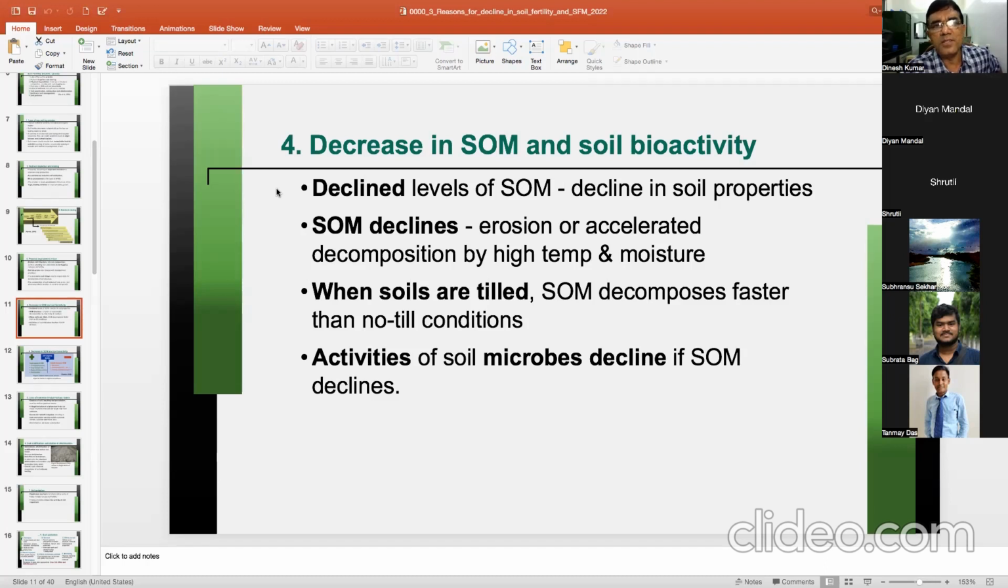And the same farmers are also burning residues. So if you are burning organic matter, you have no choice. Where from will you bring organic matter to increase your soil organic matter? So those reasons can also be added to it. And when soils are tilled, soil organic matter decomposes faster than in no-till condition. So in conventional farming, you get very fast decomposition. Activities of soil microbes decline if soil organic matter declines.